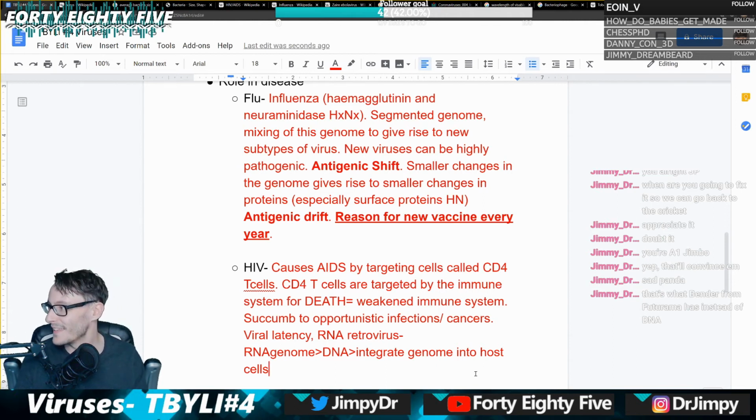That's what Bender from Futurama has instead of DNA. His robo DNA or RNA. Yes, good reference. Love Futurama.